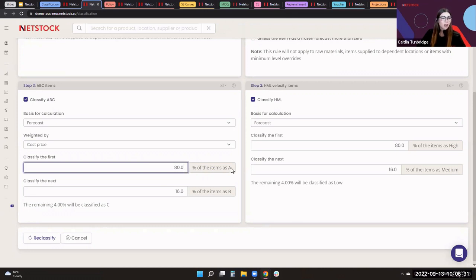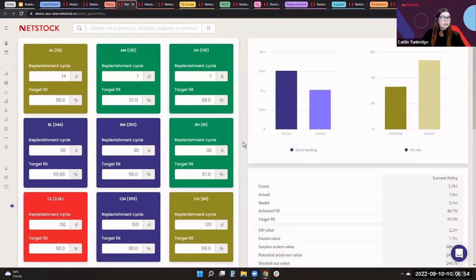So as it stands, if the item contributes to the top 80% of my turnover at cost price, it gets an A ranking, the next 16% a B, and then the bottom 4% a C. We'll then do the exact same thing, but irrespective of cost, and that gives us the velocity or the movement of the products to be in high, medium, or low. So when we classify the items, we end up with the matrix that looks like this.